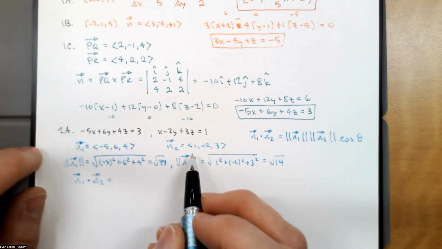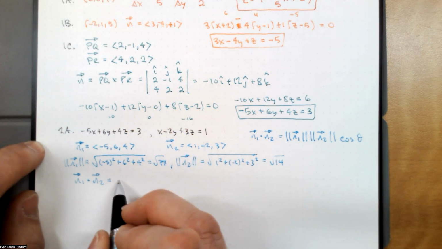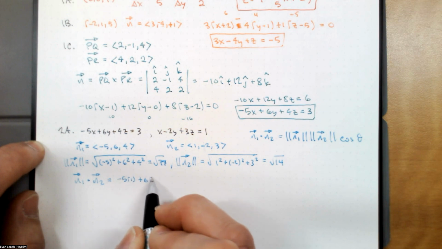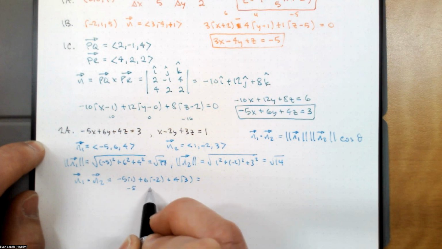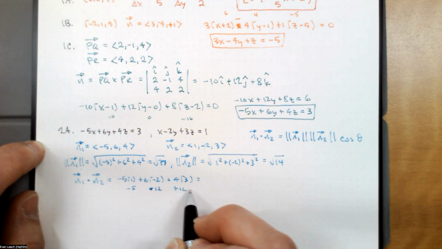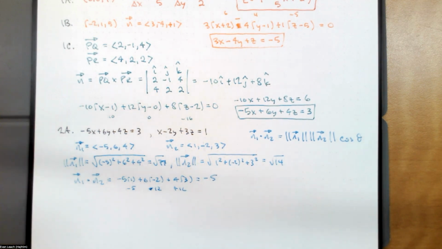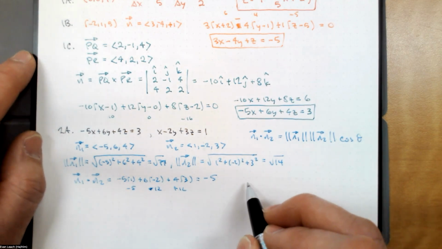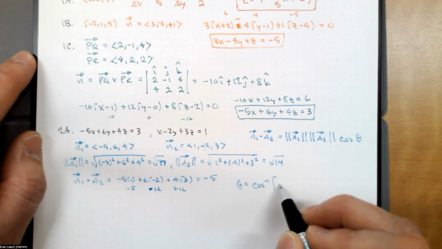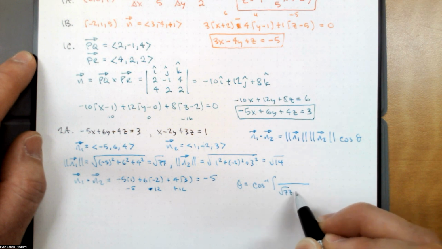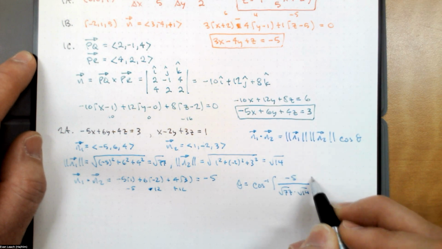will be the sum of the products of the corresponding components. So -5 times 1 plus 6 times -2 plus 4 times 3. So -5 plus -12 plus 12, -5. The dot product is negative, so we know we're going to be getting an angle that is obtuse. So theta is cosine inverse of -5 over root 77 times root 14.